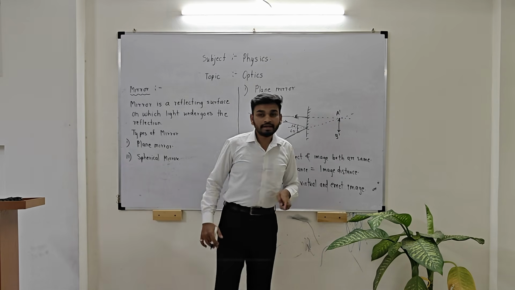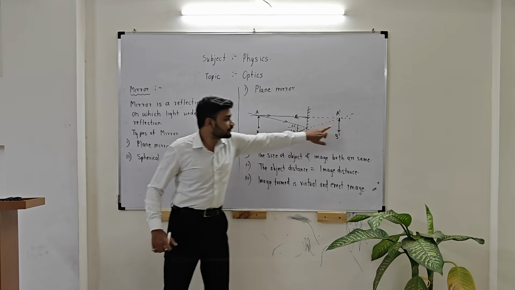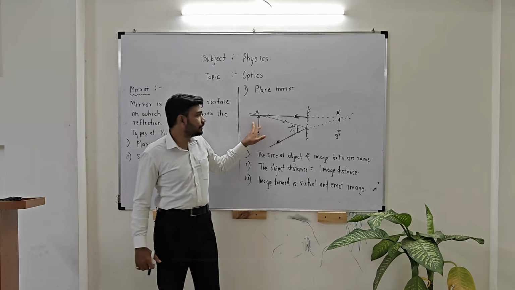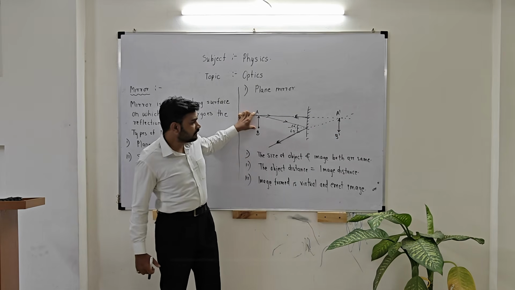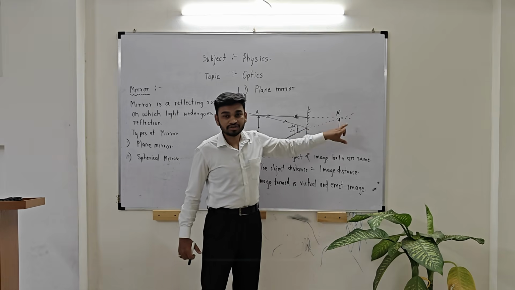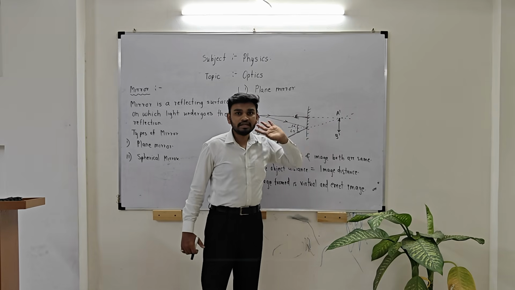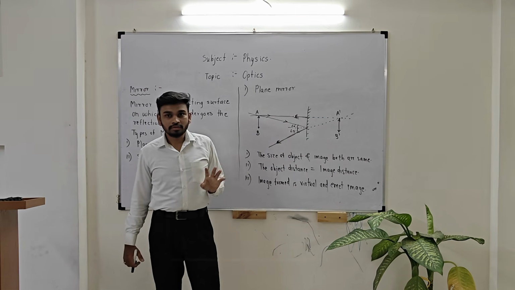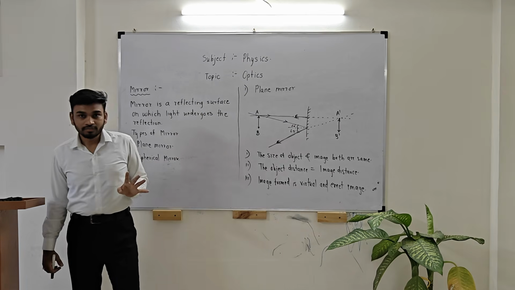The other one is the erect image. The symmetry of the image formed here is the same as the symmetry of the object. Here the object is AB, and the image is A dash B dash. The symmetry of both object and image is equal here. That's why it's an erect image. So in this way, this is the plane mirror and its characteristics.